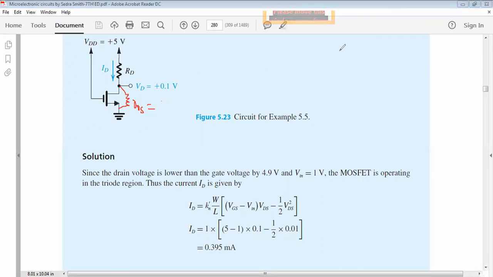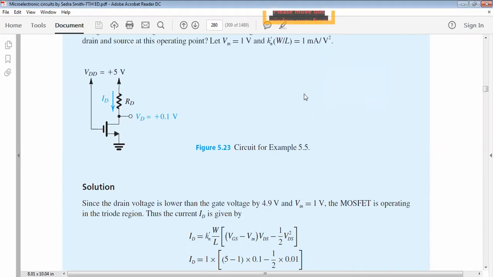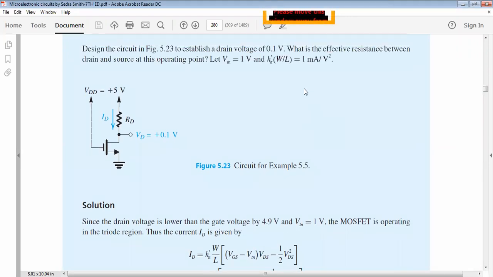Like that, we can easily solve the design problems, right? In the previous problem and in this problem also, we have to calculate the resistor values for the given MOSFET device and for the given device constant parameters. Okay, thank you.